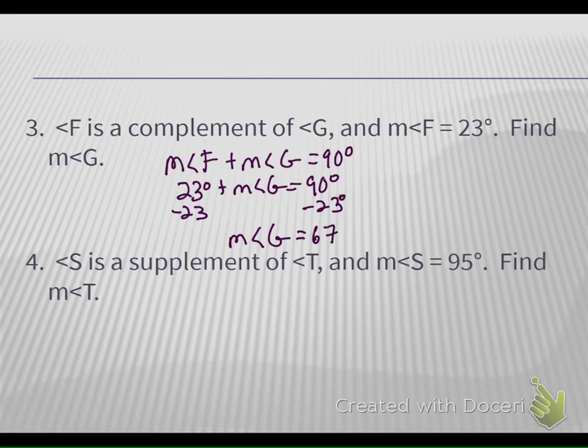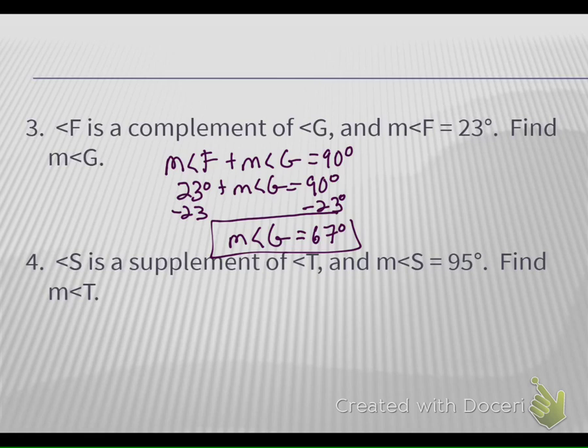Yep, exactly right. 67 degrees. So this part, we took the two that we knew. We set them equal to 90. You subtracted the one that you knew. And then we know what the other one has to be, because if it's complementary, it has to equal 90 degrees. Finding complements is what's right.